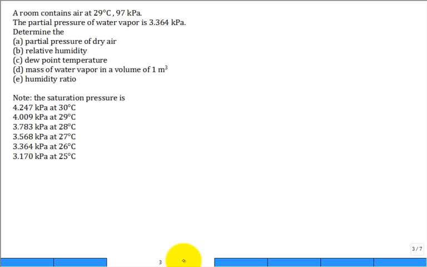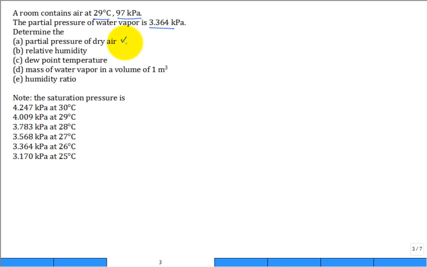A room contains air at 29 degrees C. What is that temperature? One of the three temperatures. Is it dry bulb, wet bulb, dew point? Dry bulb. It's the easy one. Dry bulb. It's at 97 kilopascal. Which pressure? Total room pressure, partial pressure of the dry air, partial pressure of the water vapor? Total pressure. Then they say the partial pressure of the water vapor is 3.364 kilopascal. Determine, part A, the partial pressure of the dry air.